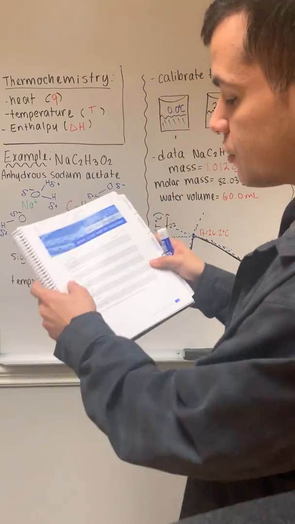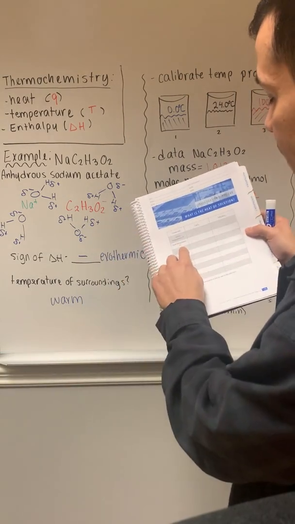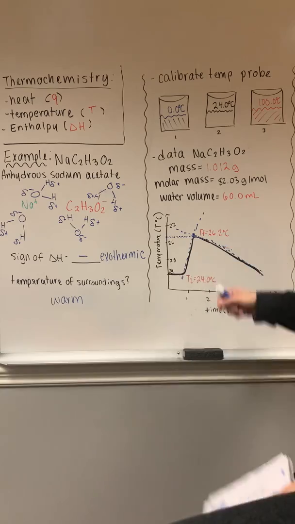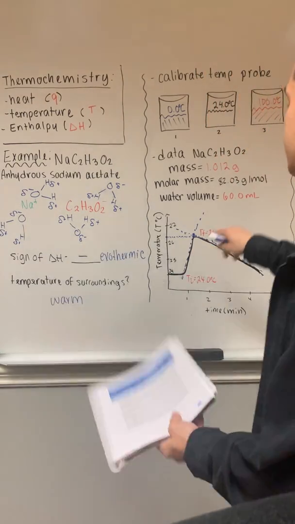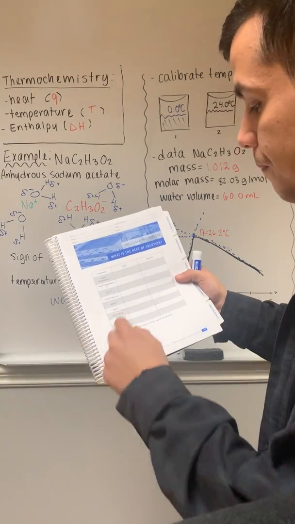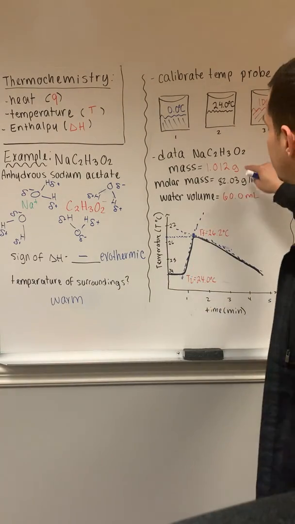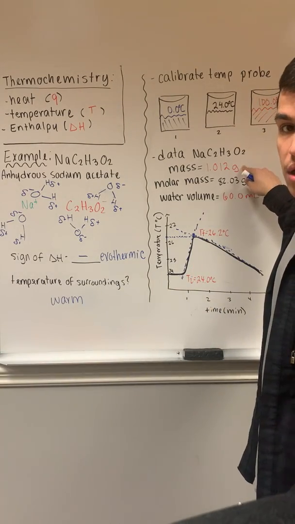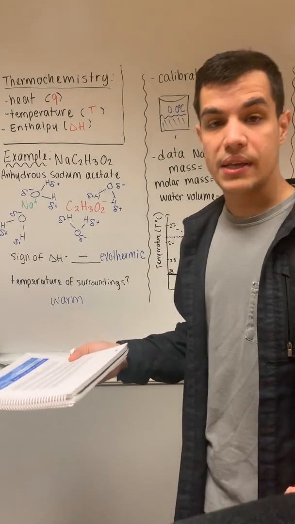I know what my initial temperature is. It's right here, 24.0. I know what my final temperature is. It's 26.2. I know what my water volume is because I told you it was 60.0 milliliters of water that I put in that cup. I know my grams of salt because I measured this out in the balance, and it was 1.012 grams of sodium acetate. Then the rest pretty much is just going to be calculations.